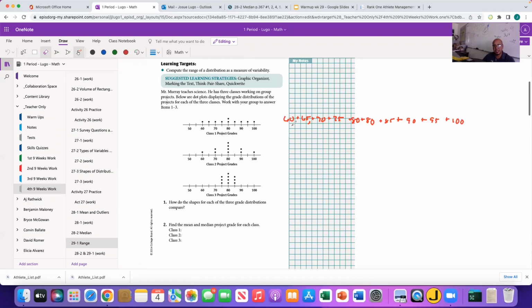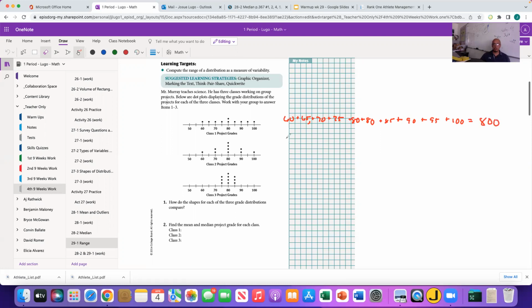All right, so if I take the tens, so we have 60, 60, that's 120 plus 70, sorry, that's 190 plus another 70, 260 plus 80, 340. I don't want to do this in my head. I'm just going to use a calculator. 60 plus 65 plus 70 plus 75 plus 80 plus 80 plus 85 plus 90 plus 95 plus 100. So we get 800.